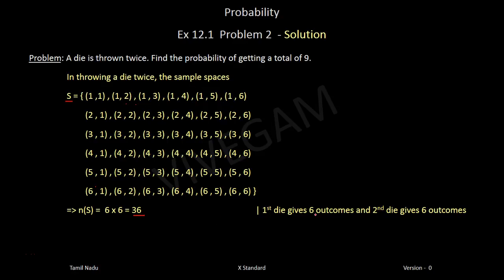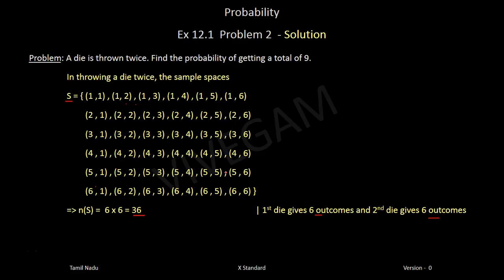Whenever the first die can give you 6 outcomes and the second die can also give 6 outcomes, right? Am I right? First die can give you 1, 2, 3, 4, 5, 6. The second die can also give you 1, 2, 3, 4, 5, 6. So the total number of ways is this into this, 6 into 6. 36 ways you will be able to get. That's a property which we'll explain a little later. But for now you take it this way, right?